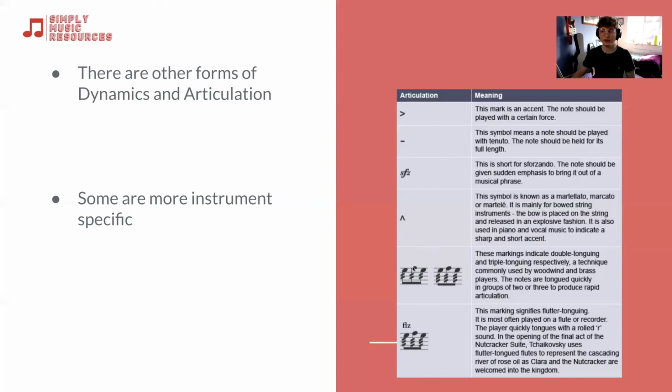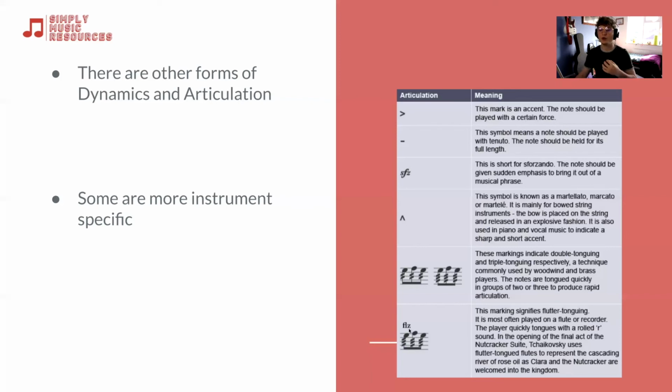Now, this symbol is double tonguing, and then this one is triple tonguing. They are wind instrument techniques, a sort of percussive style of playing by playing double the amount of notes within the bounds of one note just by blowing or using your mouth and tongue a different way. Another very similar one is this one here, which is flutter tonguing. Now, this is very common on the flute.